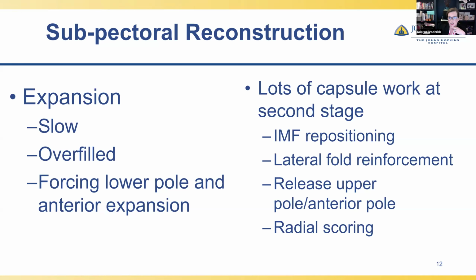And then at the second stage, for those of you who had two-stage reconstruction, we had to do a lot of repositioning of the inframammary fold because that forced expansion really stressed those borders of the breast where there wasn't as strong a tissue. So we were reinforcing the fold of the breast, the side of the breast, and then releasing a lot on the upper and the roundness in order to get that kind of a look. And we got pretty good at that.